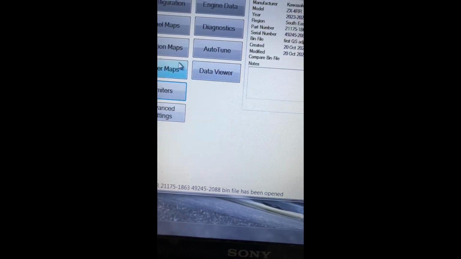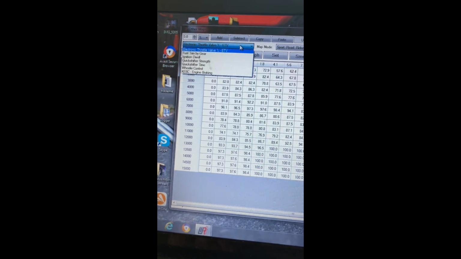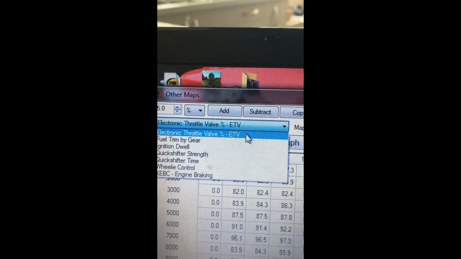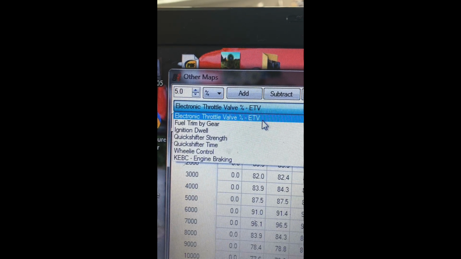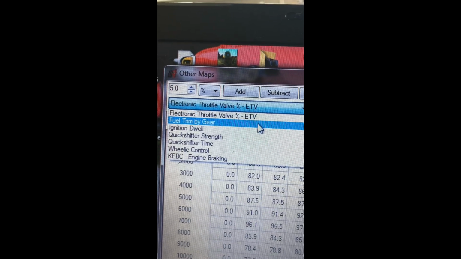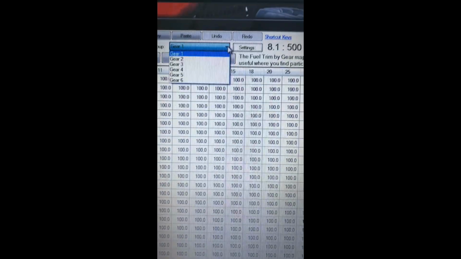Stock maybe 15,200. Going into the other maps, this is where we really wanted to do some work, particularly in the ETV. This is where the American model is severely restricted. And then you can do fuel trim by gears as well. These are all 100%, so I suppose you could muck around with this in whatever gear. They're all going to be 100% factory.